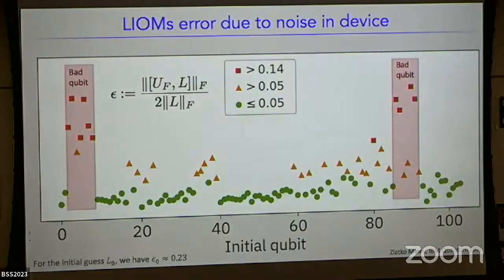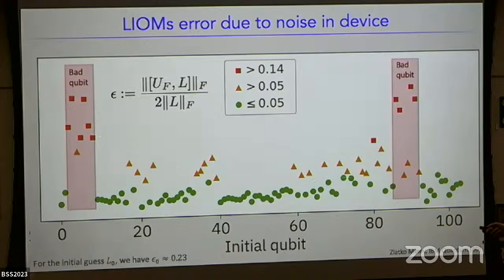So that gives me a little more confidence. Now, coming back to the question of bad qubits that you asked in the back, if I define an error for each LIOM, which is something like the Frobenius norm, normalized in some way, of the commutator of that integral of motion with the Floquet unitary, it doesn't really matter. It's just some notion of an error. Zero is really good, one is really bad, right?